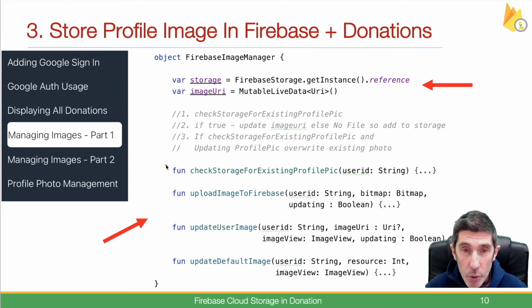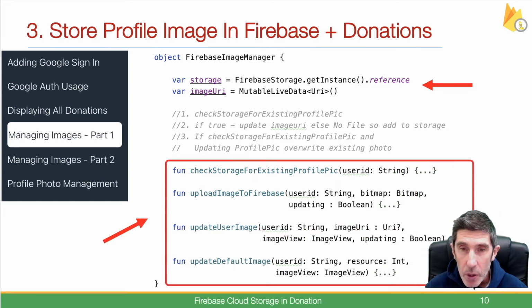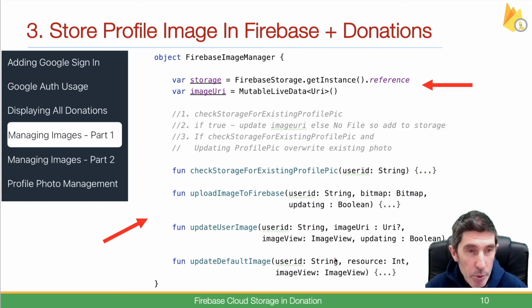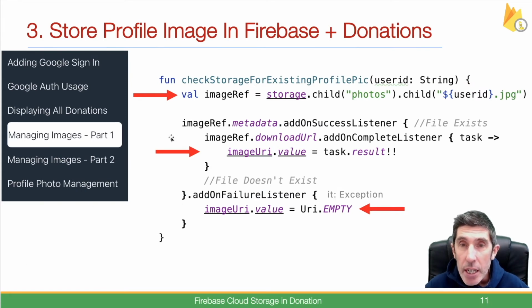Okay, so we'll have a quick look at some of these functions. Again, I'll give you these in the labs, but just to talk a little bit about it here. So if we look at the first one there, checking storage for an existing profile pic. Again, most of this I would have taken from the developer docs, and just modified it to suit the needs of our particular application, donation.